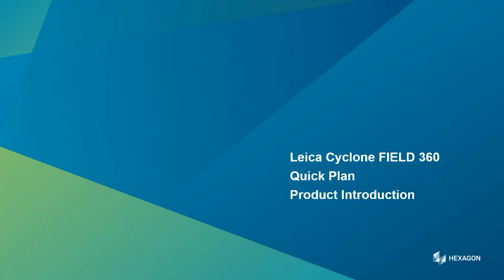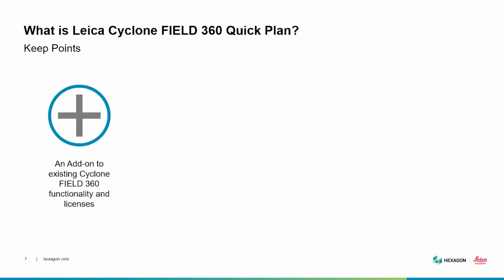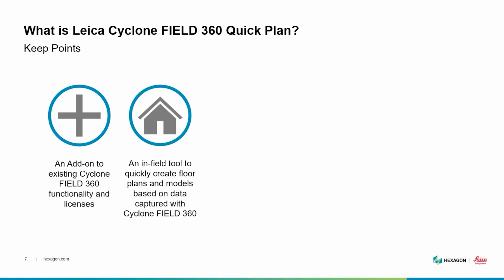So now we've looked at the product positioning and where that sits within our reality capture portfolio, we can look at the software in more detail. So the Leica Cyclone FIELD 360 Quick Plan, the key points. This is an add-on to the existing FIELD 360 functionality, as well as an add-on to the existing Cyclone FIELD license, with the idea that you can create floor plans and 3D models of an entire floor or building with the data you've been collecting in the field with FIELD 360.